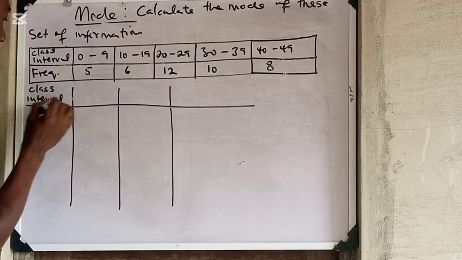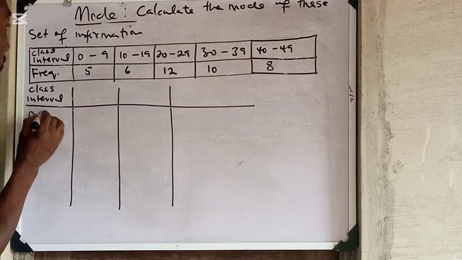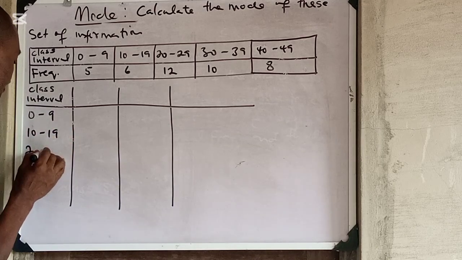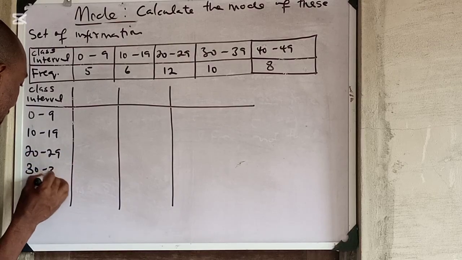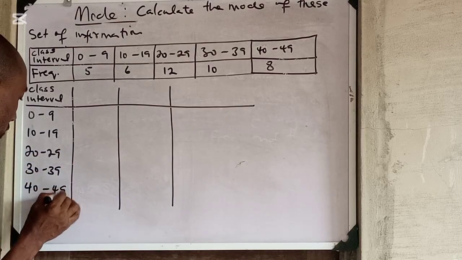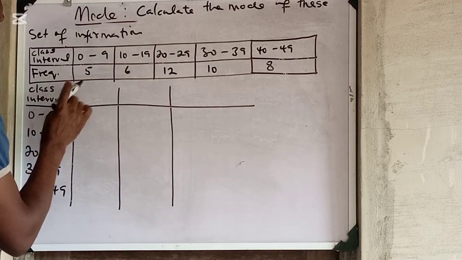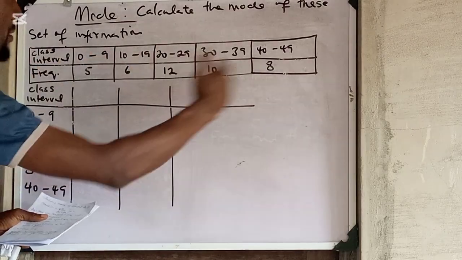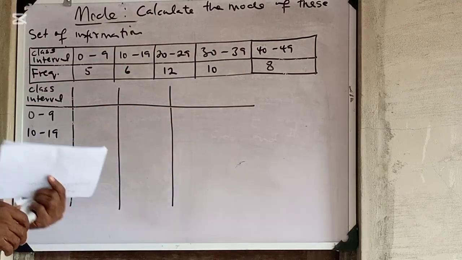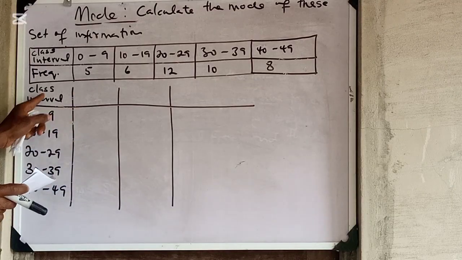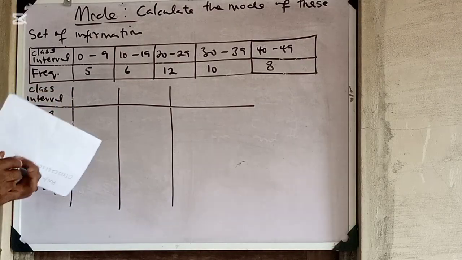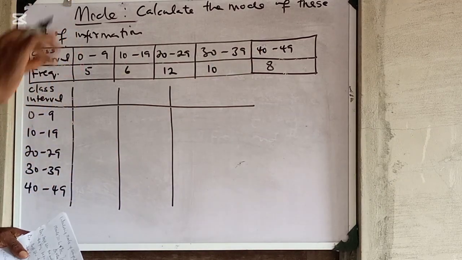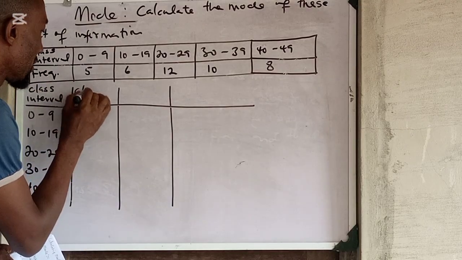Our intervals we know are 0 to 9, 10 to 19, 20 to 29, 30 to 39, and then 40 to 49. Then from here we can go ahead and look at our class boundary. How you fill it up is of little consequence here. Let us talk about class boundary because we are looking at lower class boundary and upper class boundary as far as mode is concerned.